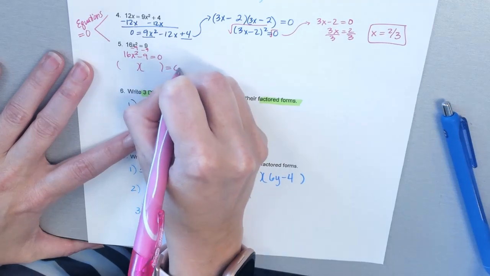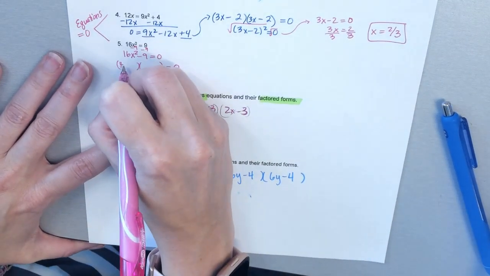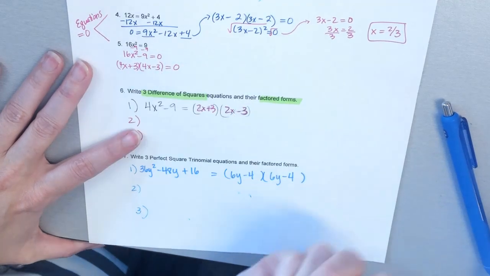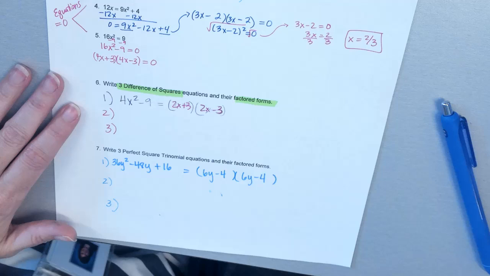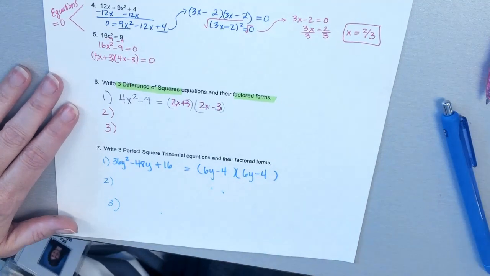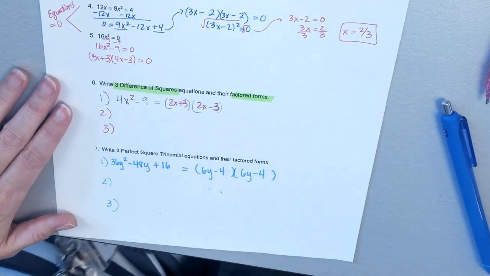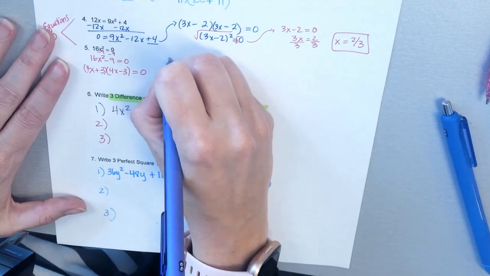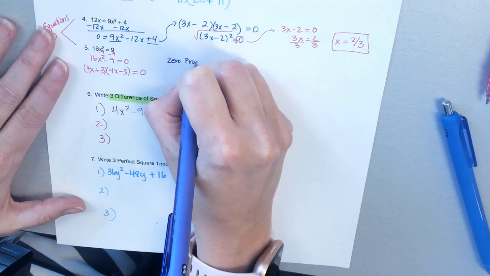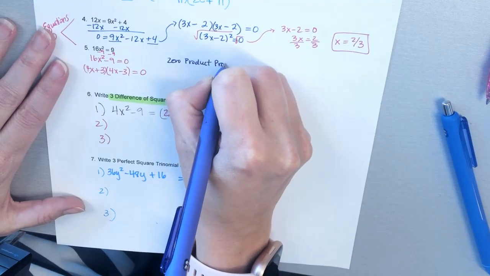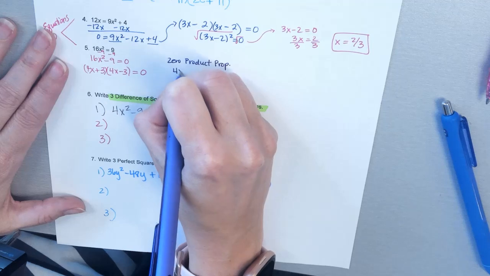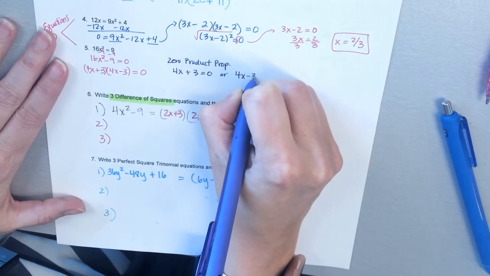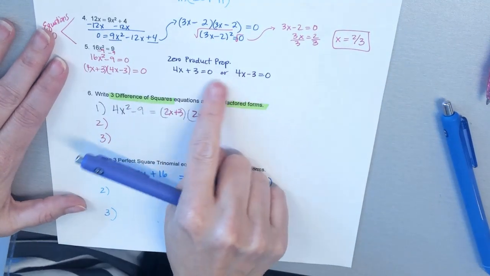Now, this is a special pattern too. This is the difference of two squares. Okay, now the other step you have to be careful of, and some of you, I wrote you a note on this. You have to make sure you are using the zero product property. So that means when you're using the zero product property, you are allowed to say that 4x plus 3 equals 0 or 4x minus 3 equals 0. I need to see that step.